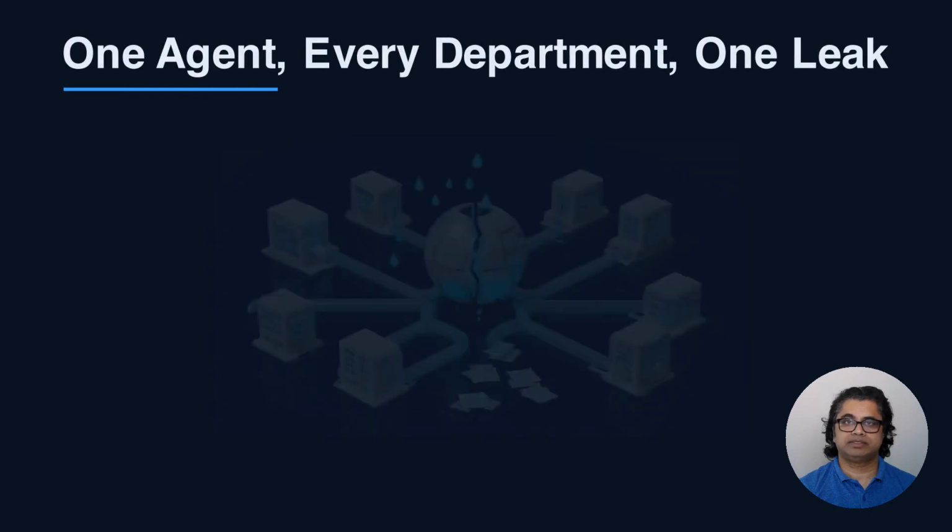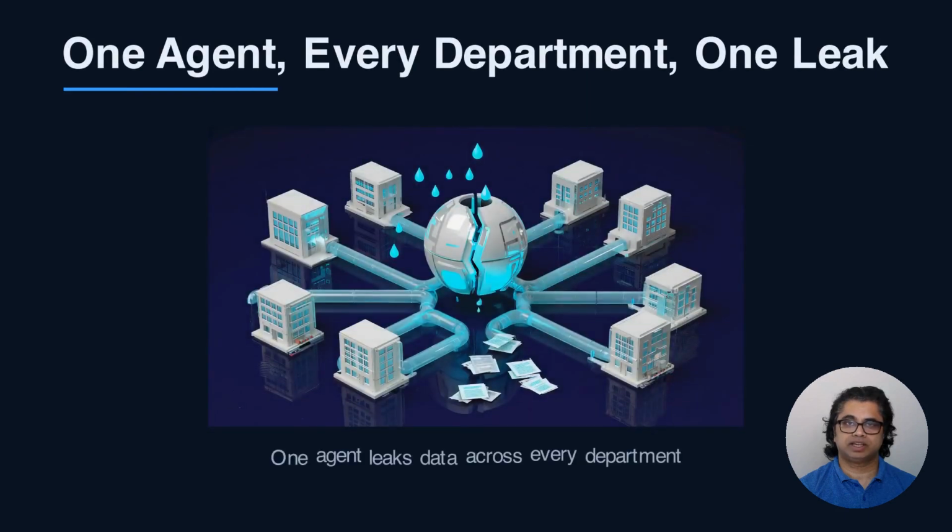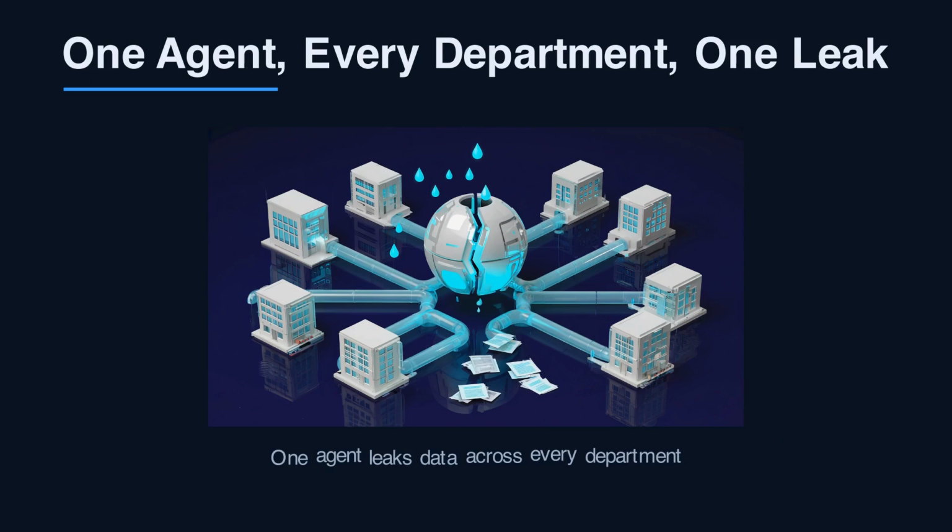One agent with access to every department is a data leak waiting to happen. The fix is not a bigger prompt. It is a supervisor plus specialized agents, each locked to its own governed data. Today we wire a human resources agent and a finance agent on Microsoft Fabric. A router picks the right one for each question.